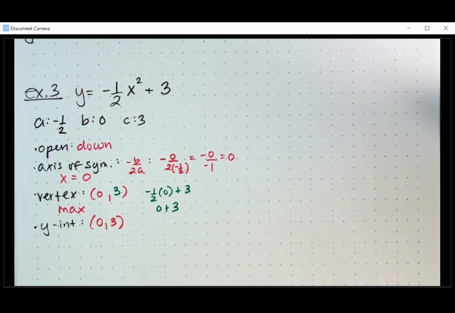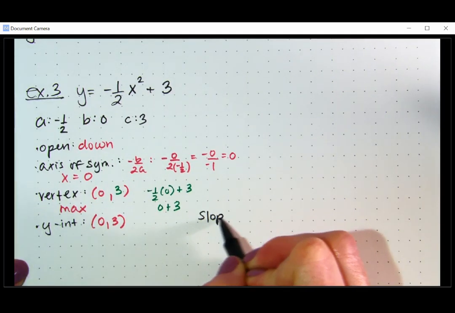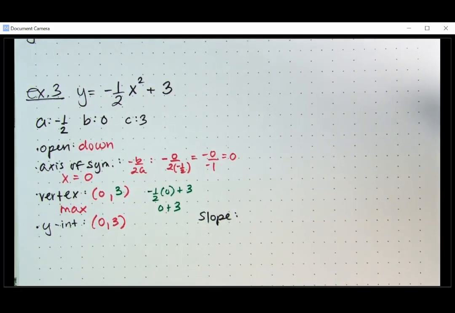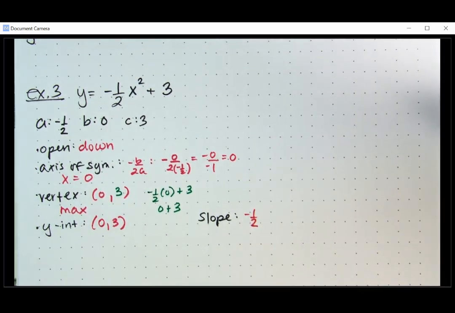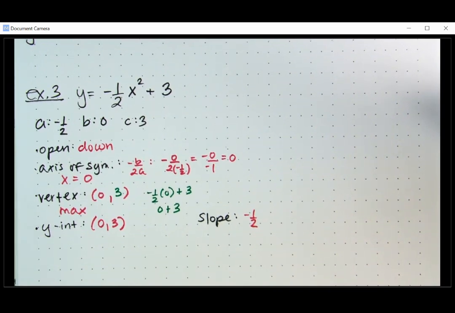Then let's figure out the slope. Okay, the slope is a, so it's -1/2. Remember, that's just going to get us 1 point to the right, 1 point to the left. Okay, so let's go ahead and graph this.